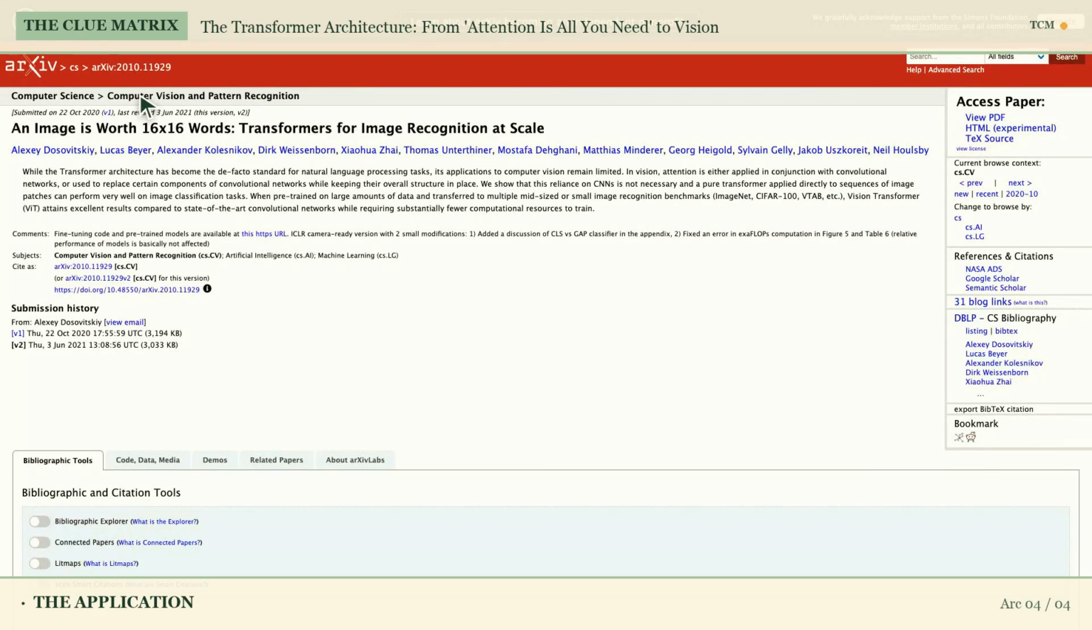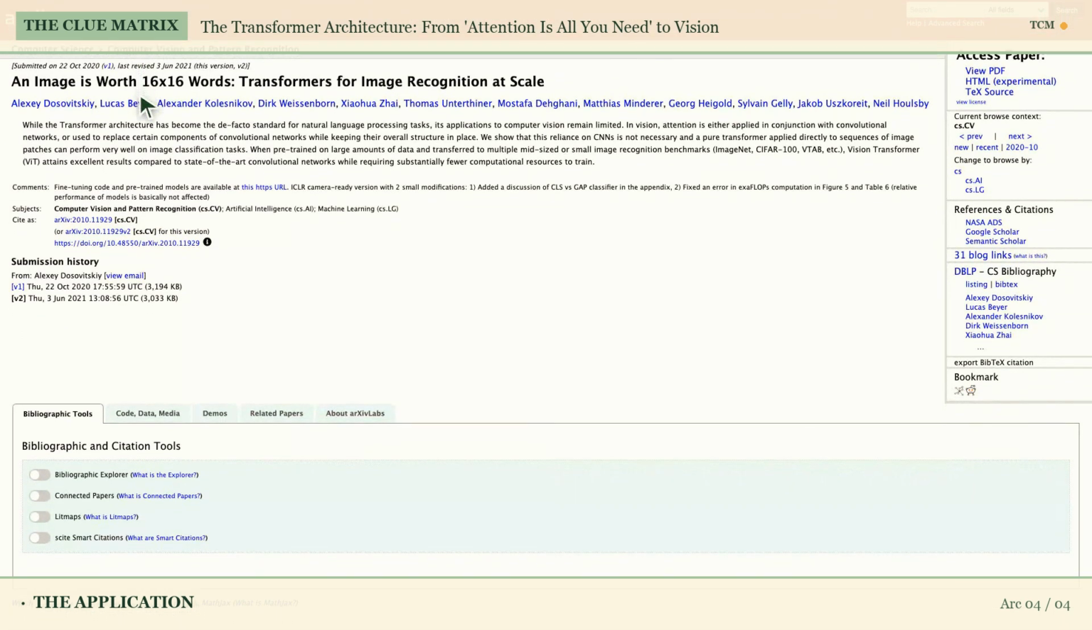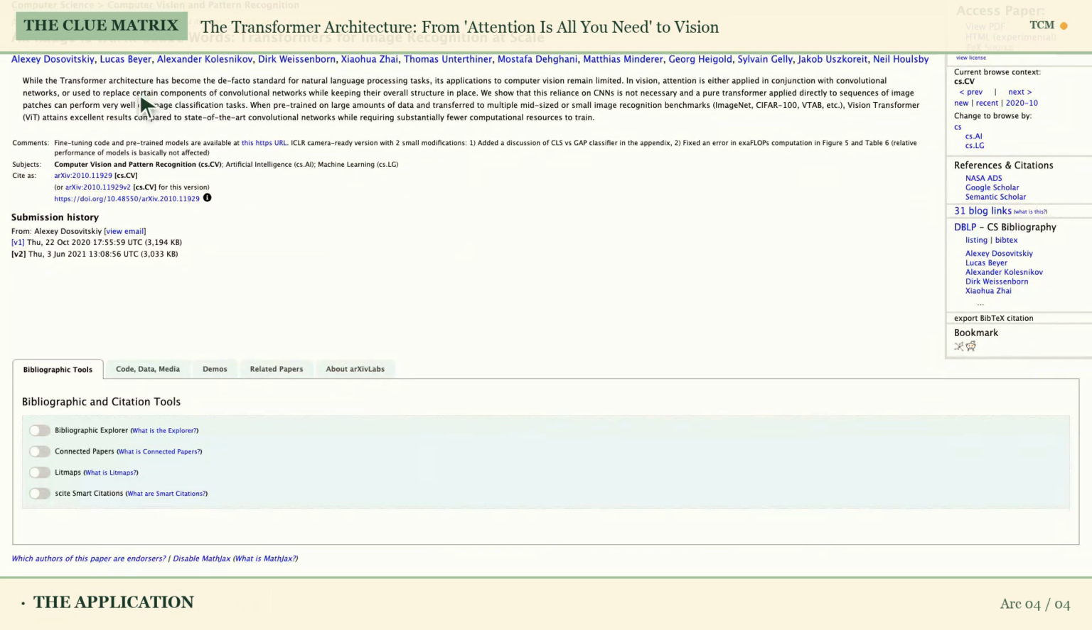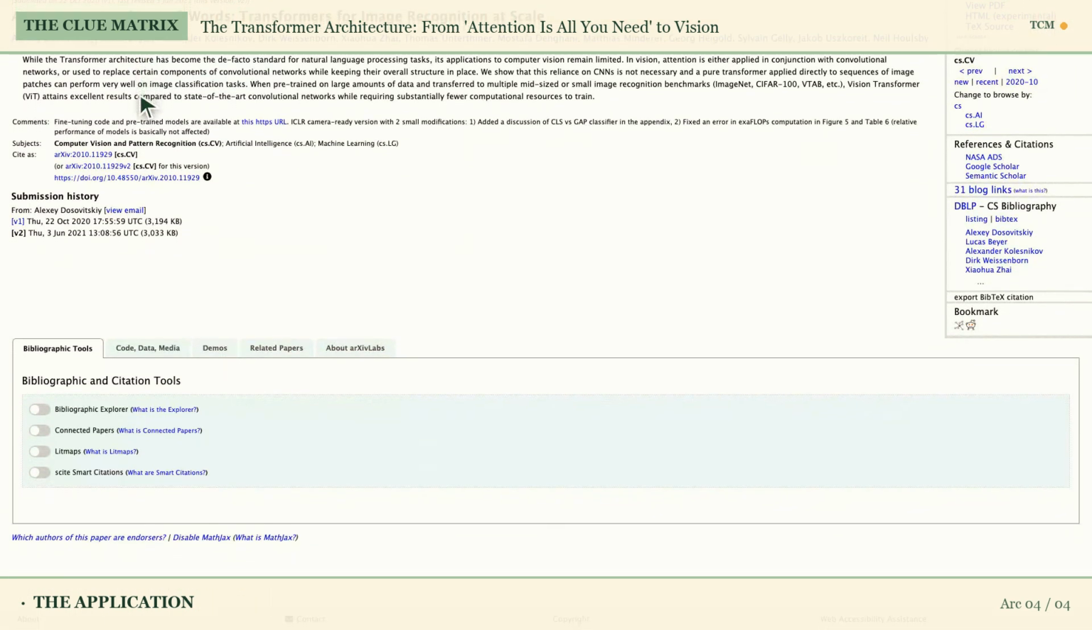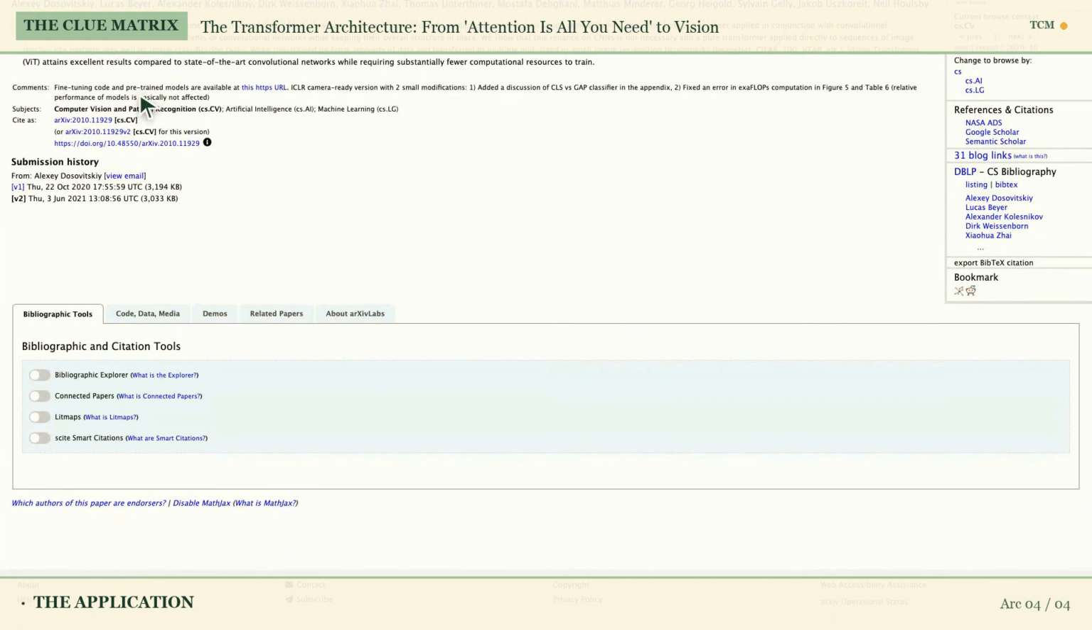Okay, Arjun, I'm still trying to wrap my head around this. How can a transformer designed for natural language be used for image recognition? Do we just flatten the image into a long pixel sequence? That's a very natural first thought, Maya. This paper, An Image is Worth 16 by 16 Words, tackles exactly that. It asks if we can extend the transformer beyond its NLP origins.